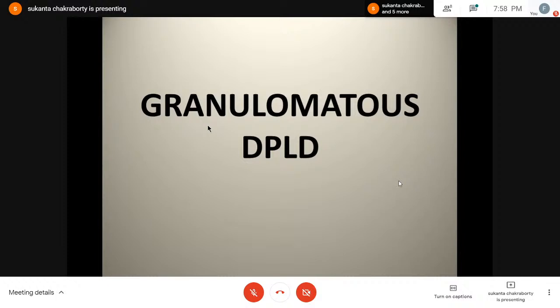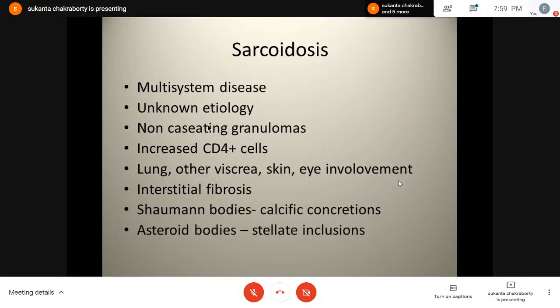Now, we have more or less covered the IIPs, including its most important subgroup, IPF, whose histological counterpart, as I have told repeatedly, is UIP or usual interstitial pneumonia. Now granulomatous ILDs will come, and among them the most important is sarcoidosis.